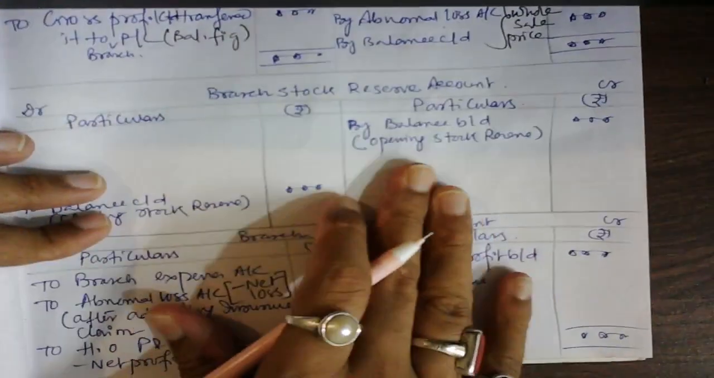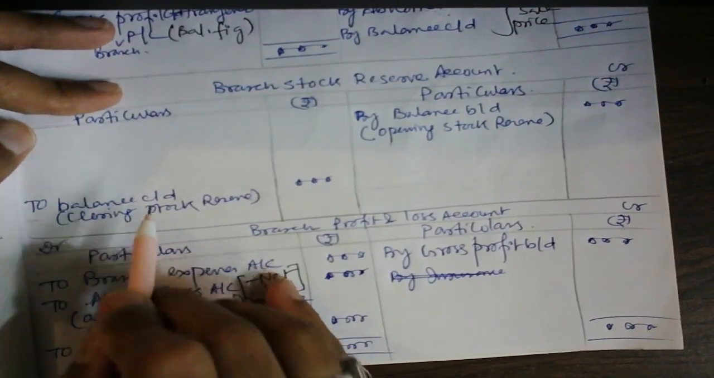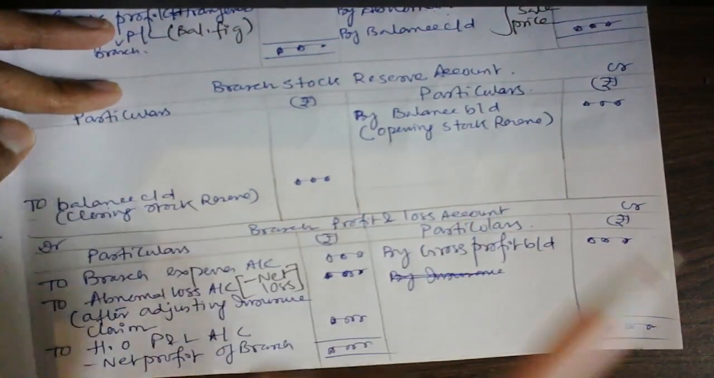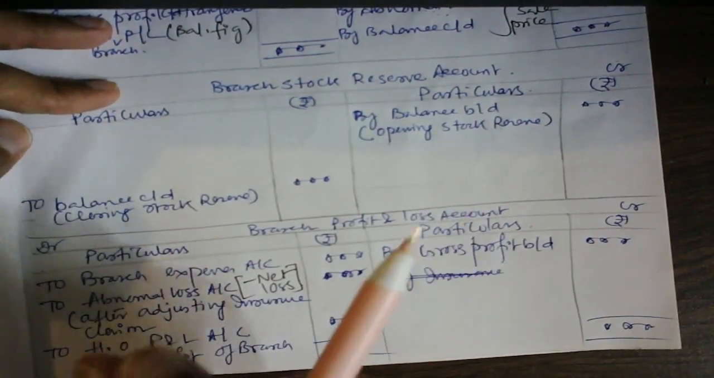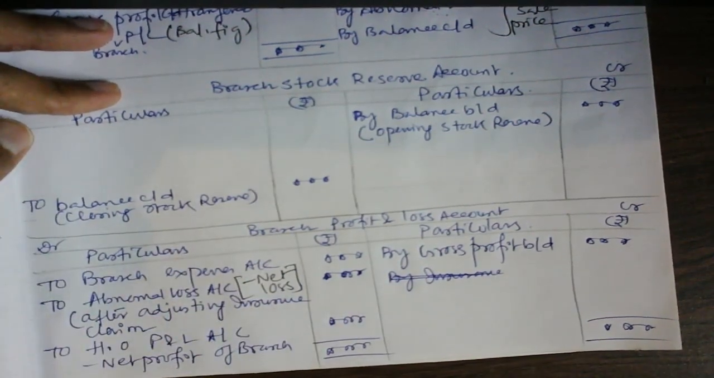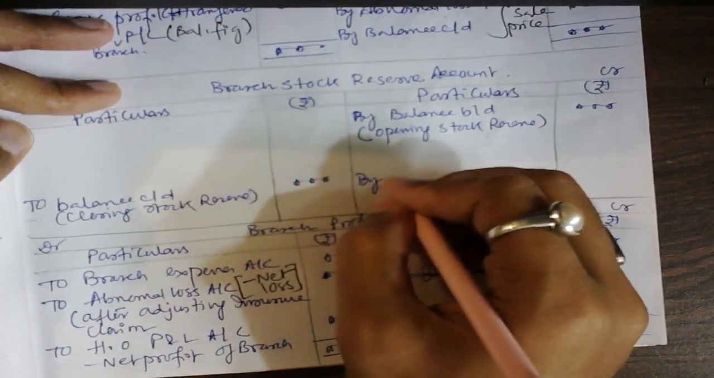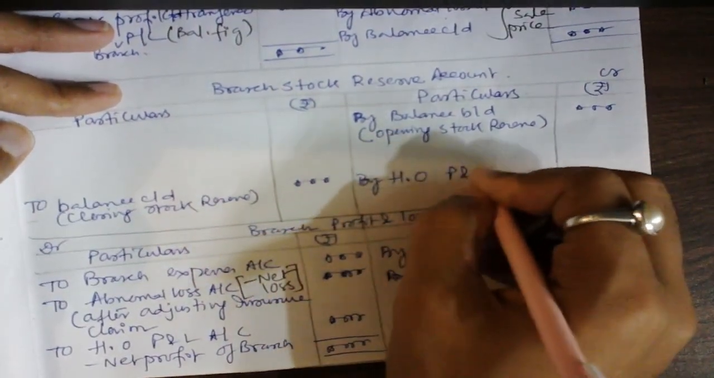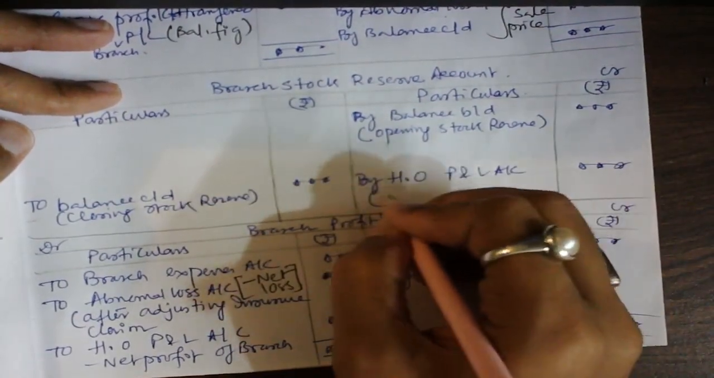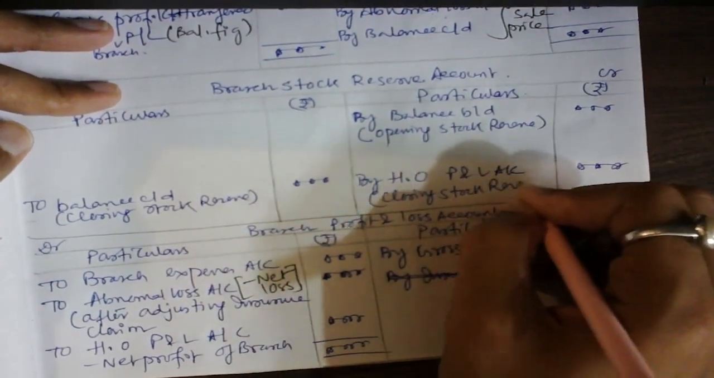Now we need to close this. See how to close this. Just focus. The closing stock reserve, it means the profit part. The closing stock reserve profit part has to be transferred to the HOPL account, the head office profit and loss account. I'm repeating again. So you can write closing stock reserve transfer.